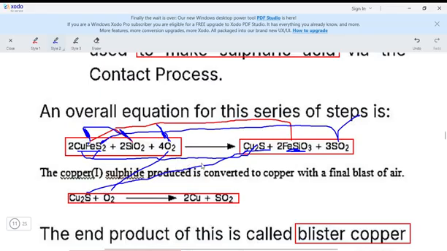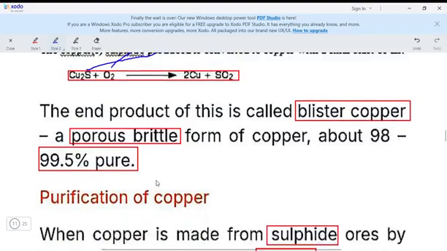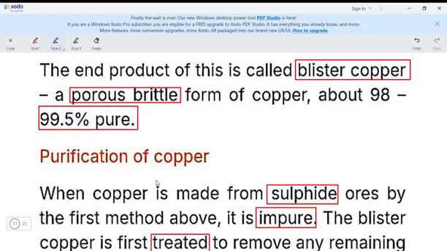So it means oxygen is to heat and also to help take away impurities in the form of gas. It will take the sulfur impurity to form sulfur oxide gas, which should be removed. Then the copper will be produced. The end product of this is called blister copper, which is a porous, brittle form of copper that's about 98 to 99.5% pure. So the next thing is, how do we purify copper?